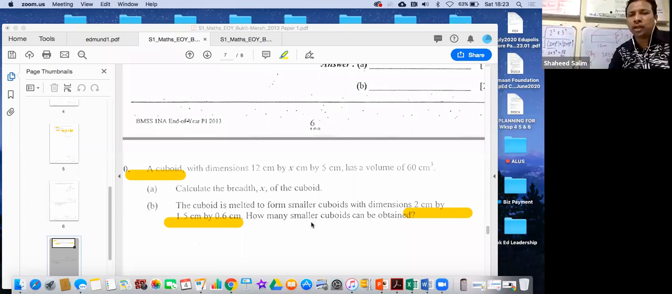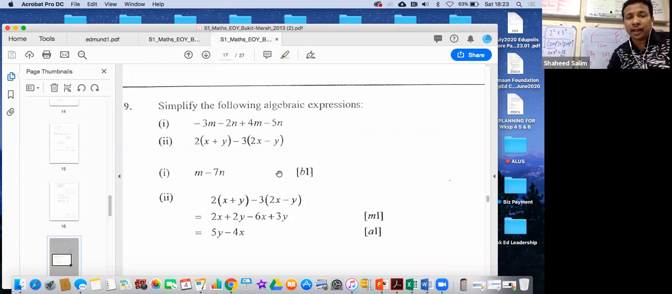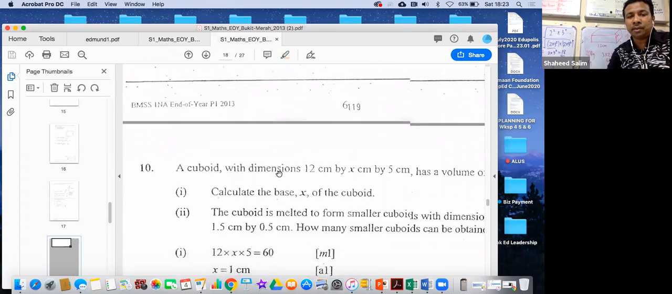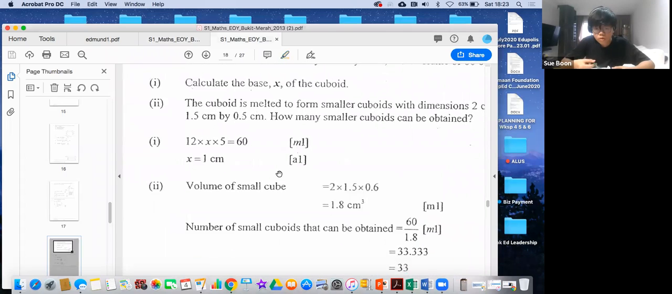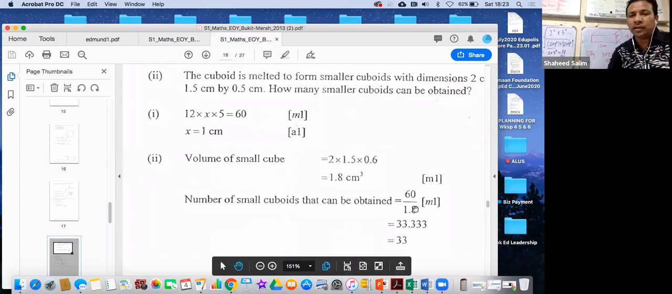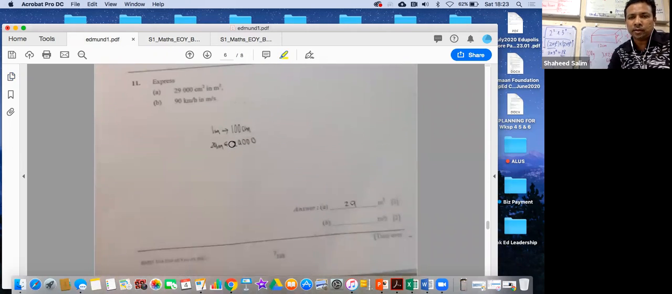Okay, so then you got, how many smaller cuboids? 33. Let us just double check what their answer is, because sometimes they can be right. 1.8, 33. Can you see? Same thing. You divide 60 by 1.8, you get 33. This remainder, don't bother about it. So now let us look at your next question.